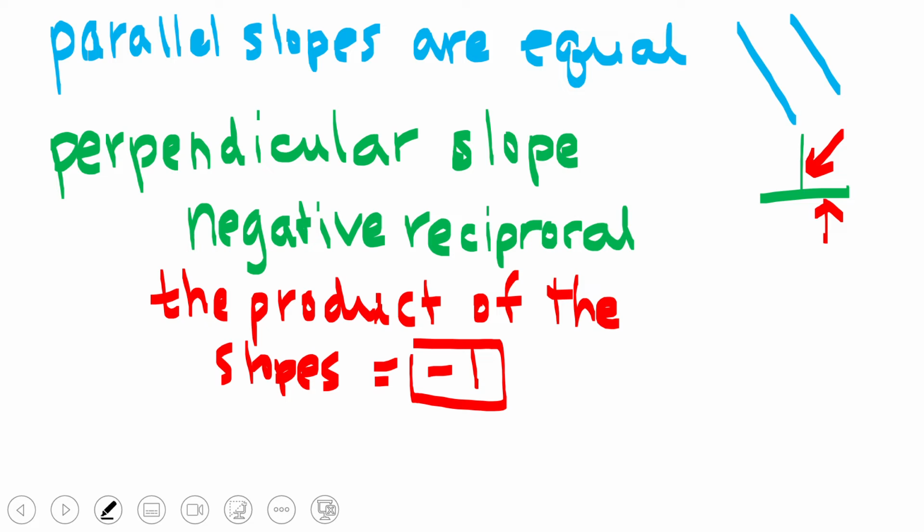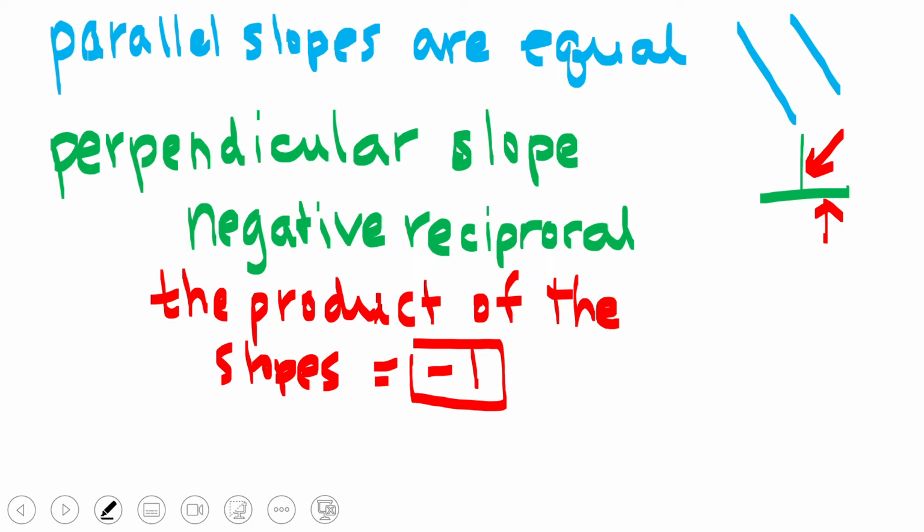So where the parallel slopes are equal, the perpendicular slope is starkly different. It's a different kind of representation visually. It's almost like the opposite. And so that makes sense that when you multiply the slopes together of the two lines in a perpendicular line situation, you're going to have a negative 1 as the product.